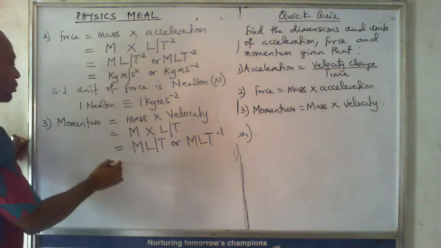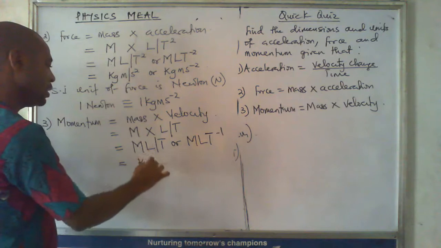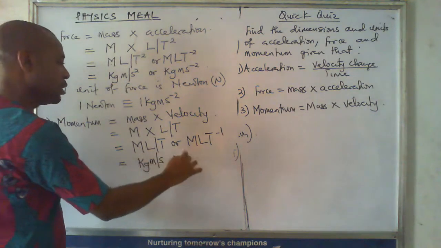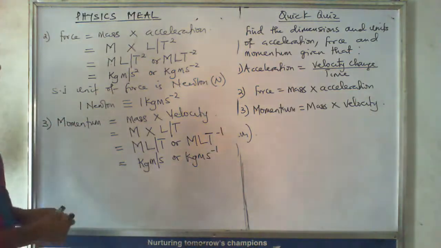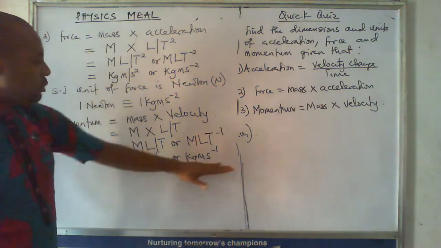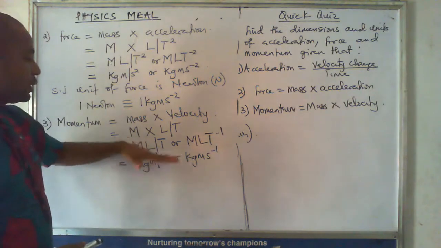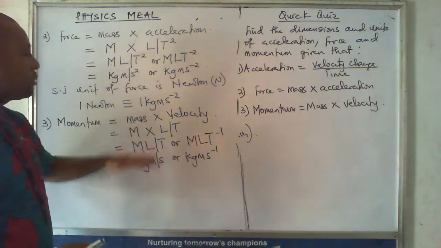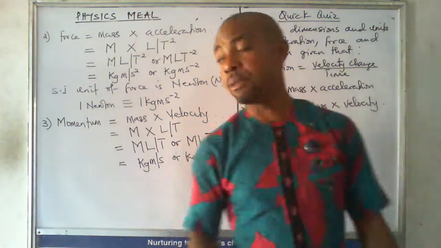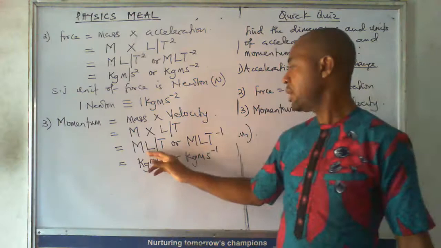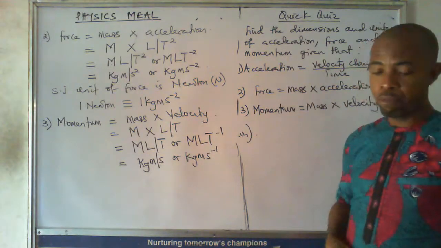Then this will give me mass in kilogram, meter per second, kilogram meter per second. Okay. So the unit of momentum is this. The dimension is this. The unit of momentum is kilogram meter per second. The dimension is mass, length per what? Time. Mass length per time. That's the dimension of momentum.